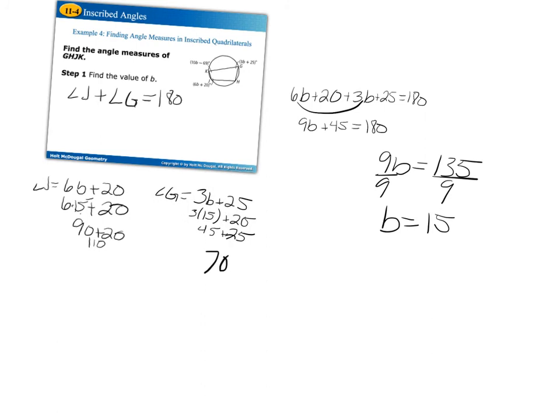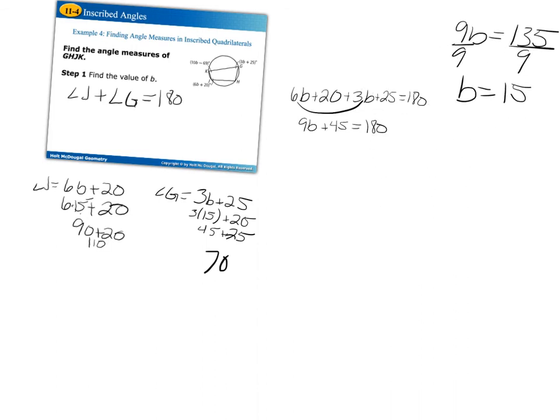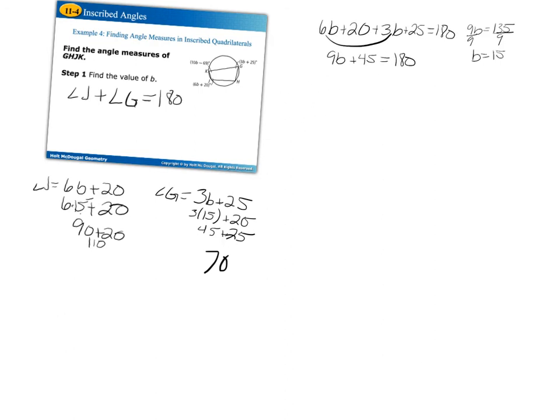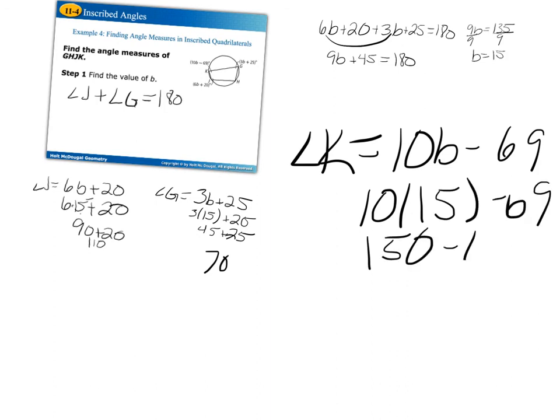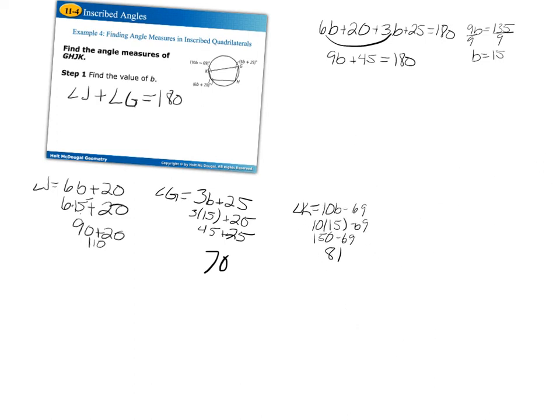All right, and notice what happened here. I found J, and I found G. One was 110, one was 70. These add up to 180. So I did it correctly. That should happen. Now let me find K. Angle K equals 10b minus 69. 10 times 15 minus 69 equals 81. So angle K is 81.